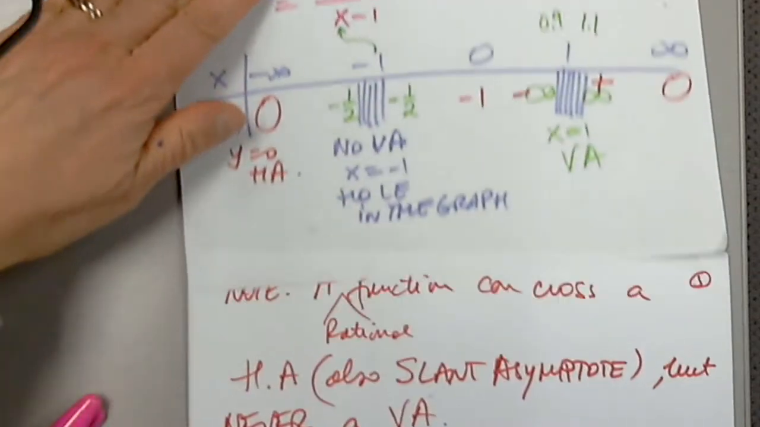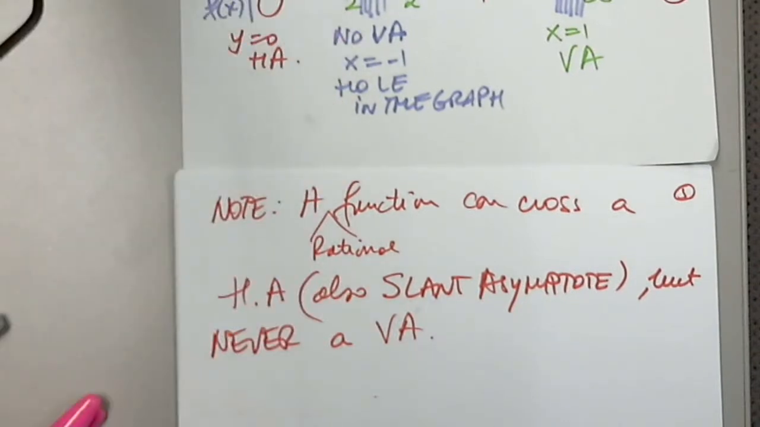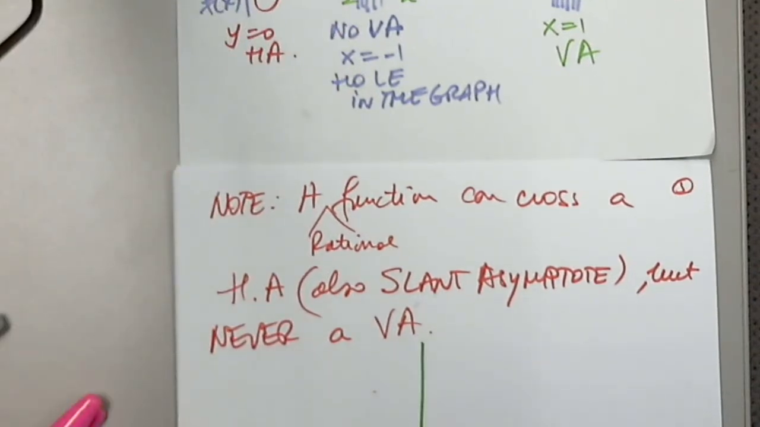That's it. So when we graph a function with asymptotes, what do we have to graph first?